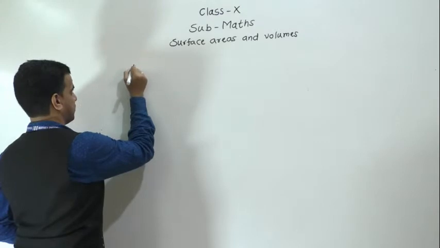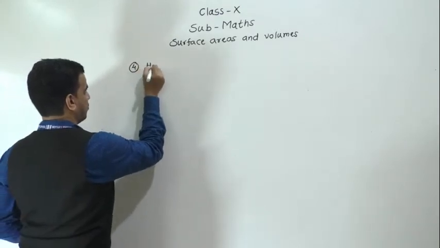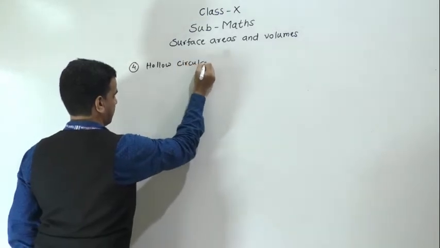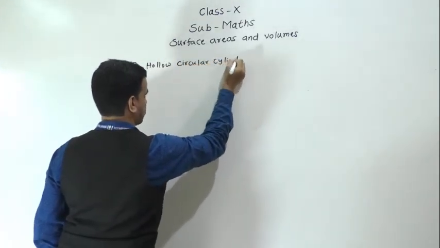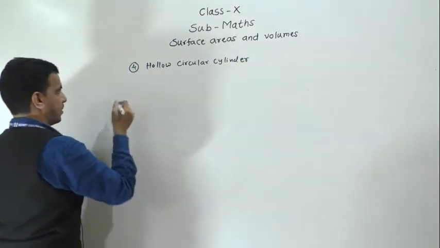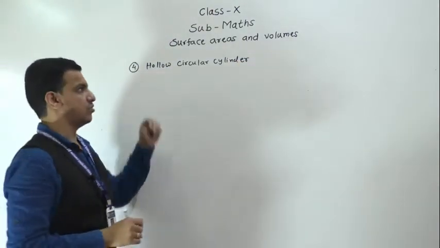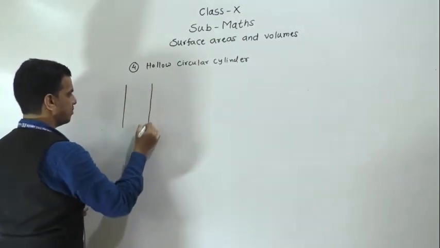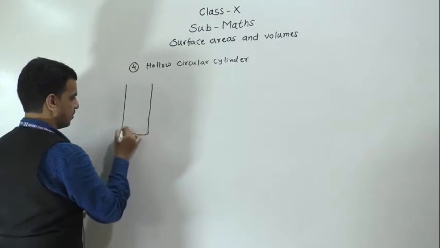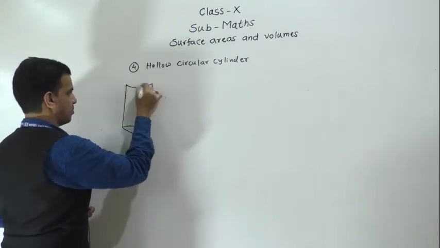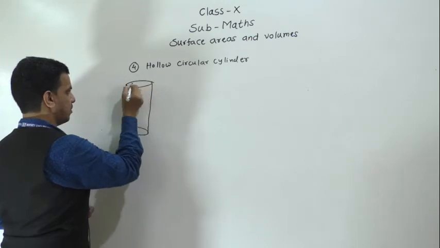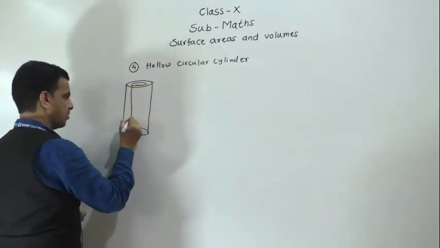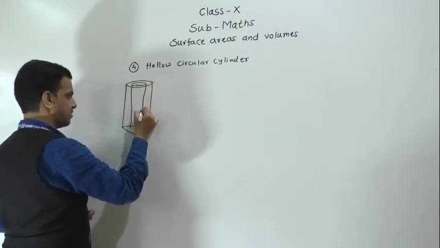Okay, this is the fourth one, hollow circular cylinder. That is also right, or we can write right hollow circular cylinder. Hollow circular cylinder means it's like a tube. So it includes two cylinders, one is the inner and another one is the outer.